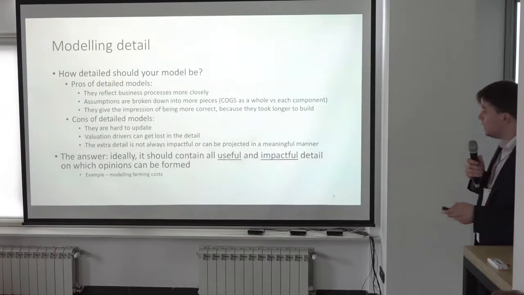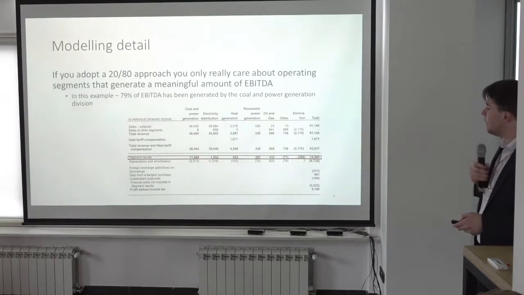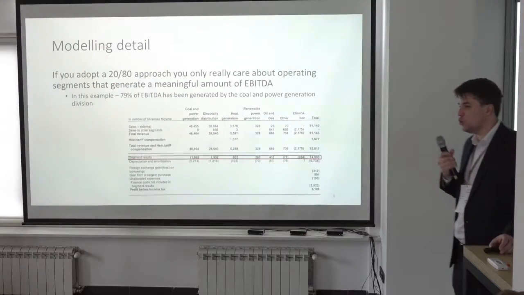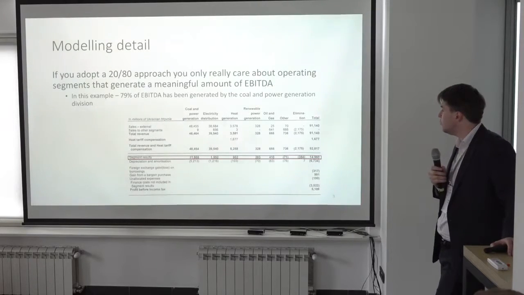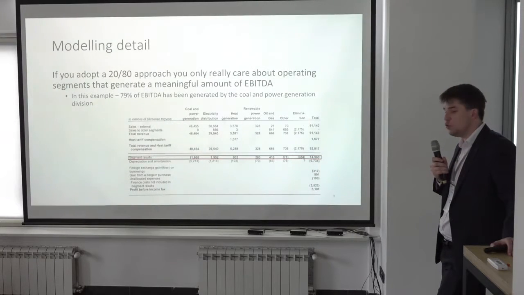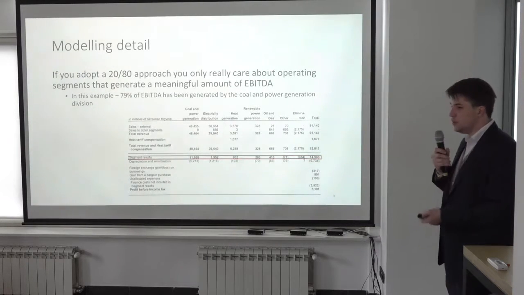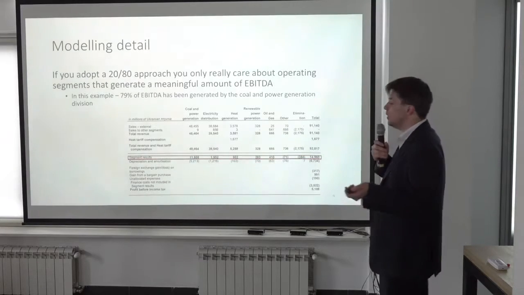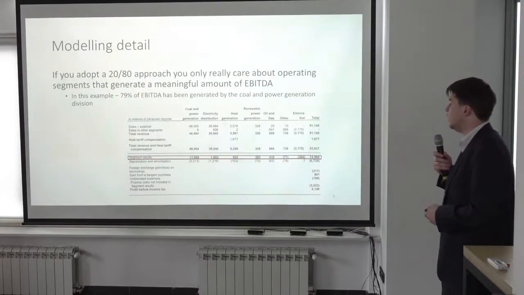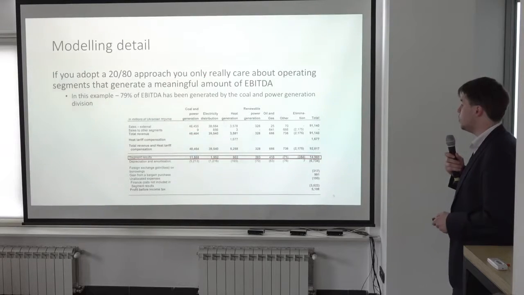So yeah, that's that. And this links to the previous section: if you're adopting a 20-80 approach, where you spend 20% of the time to get 80% of your result, what you also want to do, and this concerns model detail, is look at operating segments that generate a meaningful EBITDA. See, this is DTEK, by the way. DTEK is a big energy producer in Ukraine, the biggest coal power generation player on the market.